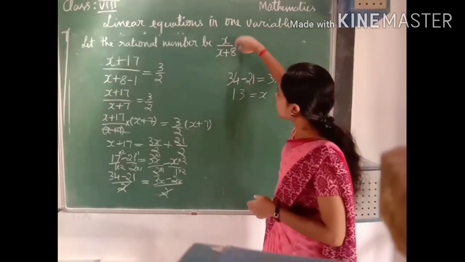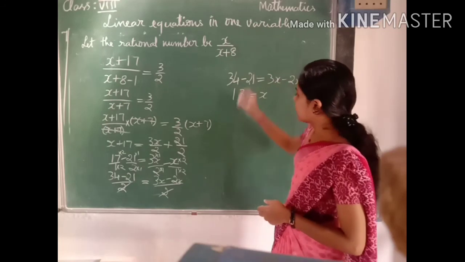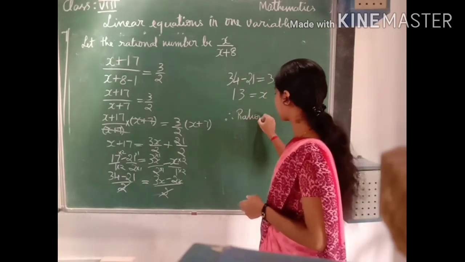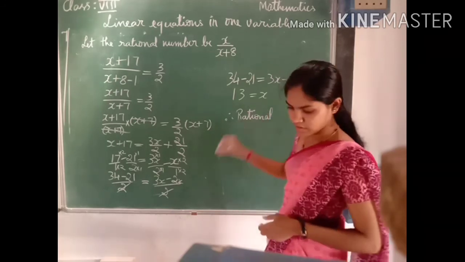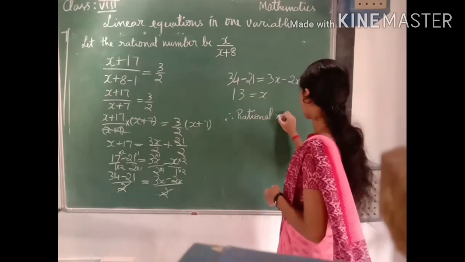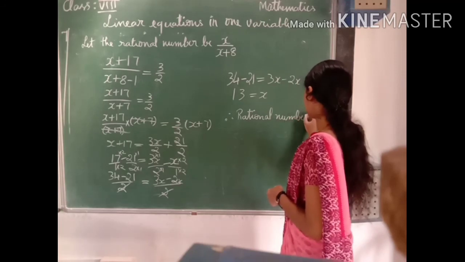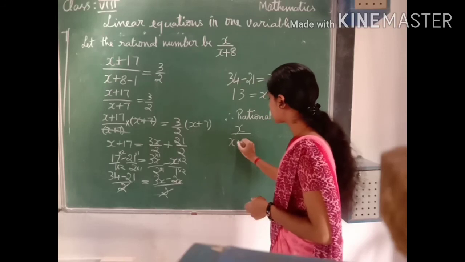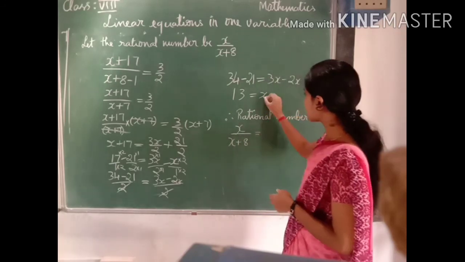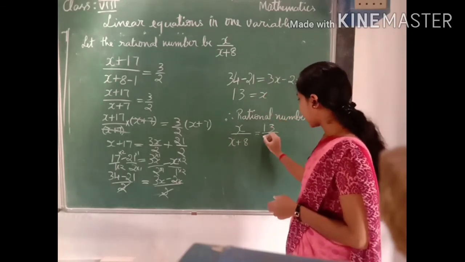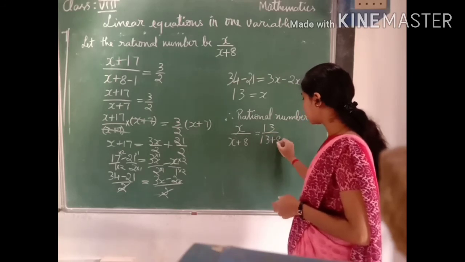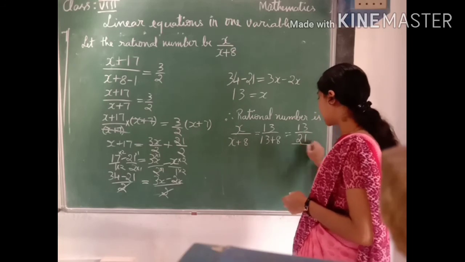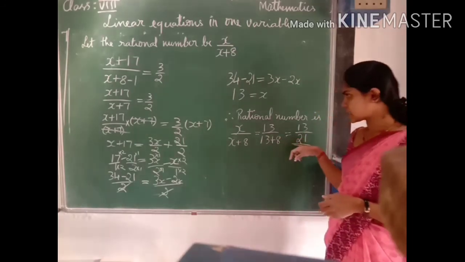So what is the numerator? The numerator is 13. Therefore the rational number is x by x plus 8. So the value of x is 13, and 13 plus 8 is equal to how much? 13 plus 8 equals 21. So this is the required rational number.